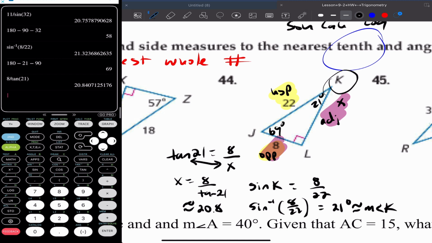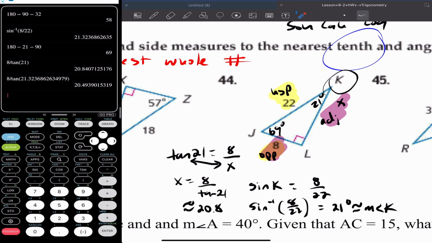Or am I doing this wrong? 20 point... It says 20.5. Am I doing something wrong here? Tangent of 20... That's 21. I guess that's close enough, right? Okay, because on the key it says 20.5. I have 20.8. I think the reason why it says 20.5 is because I didn't use this exactly. Let me see. If I do 8 divided by the tangent of this number, do I get 20.5? Yep. Okay. Yeah, that's the reason why.